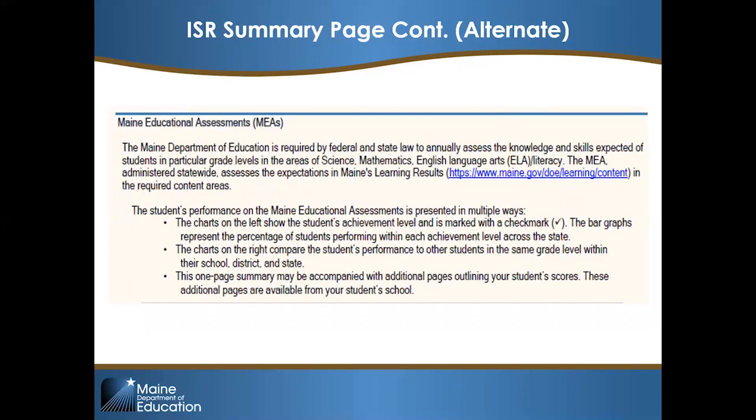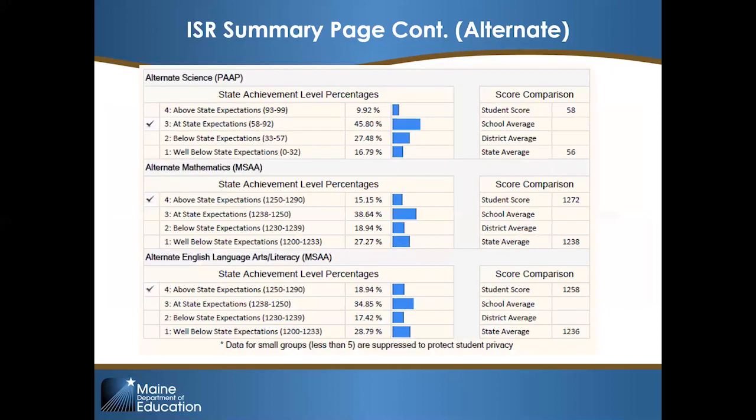The middle of the ISR alternate assessment page includes a description of the Maine Educational Assessments and a link to Maine Learning Results content standards, and a bulleted explanation of the charts or graphs on the ISR. The bottom of the ISR summary page shows the student's overall scores on the 3 content areas: alternate science PAAP when applicable, mathematics, and ELA literacy.